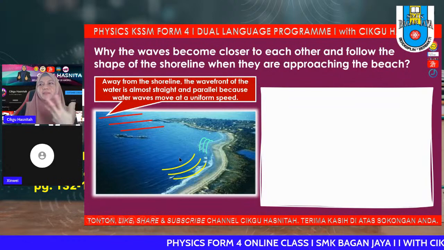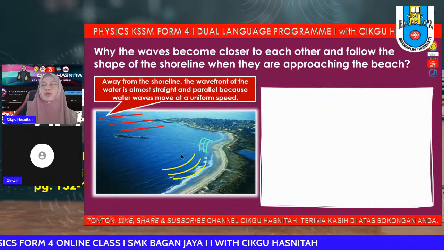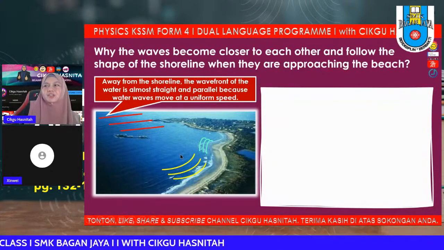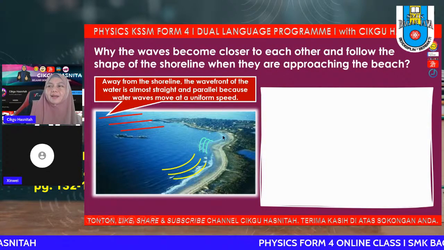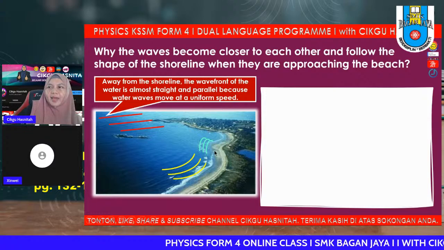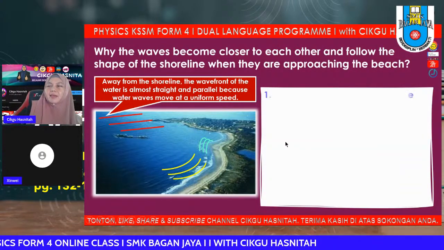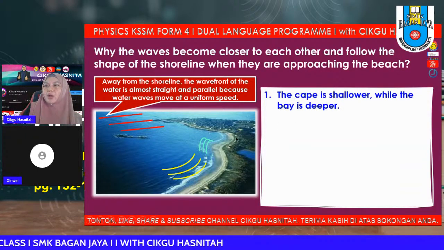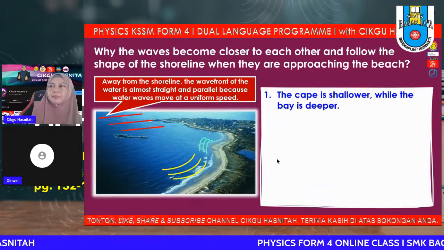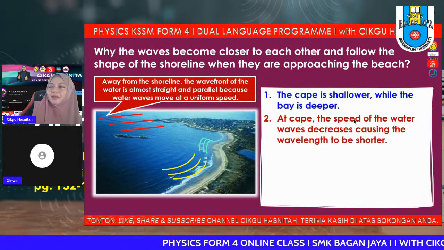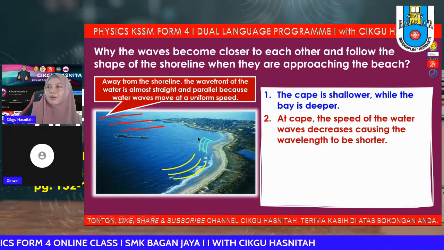But as it approaches the beach, bila dia menghampiri pantai where the depth decreases, now you can see that there will be changes in the shape according to the shape of the shoreline. It is different on the cape and at the bay. You tengok sini ada dua region, cape and bay. So what happened? The cape is shallower, while the bay is deeper. So what happened here at the cape? The speed of the wave decreases, causing the wavelength to be shorter, shown by the blue wavelength here.